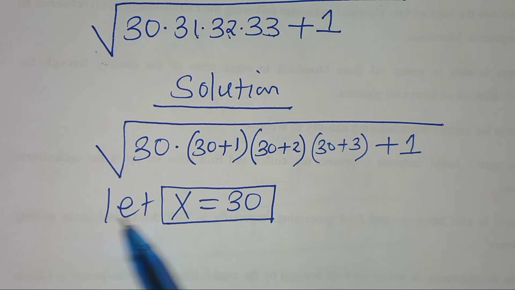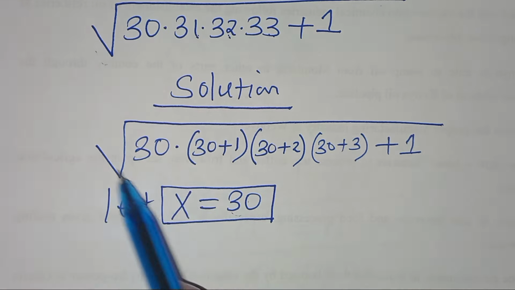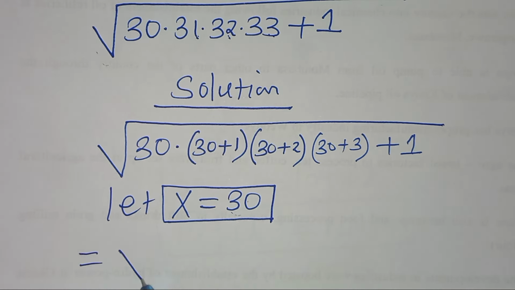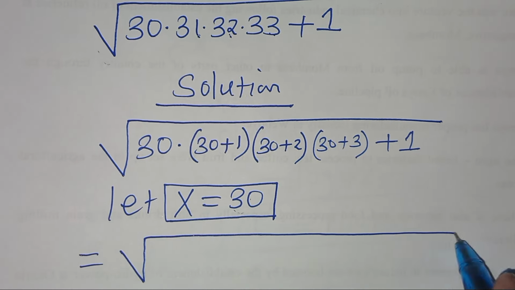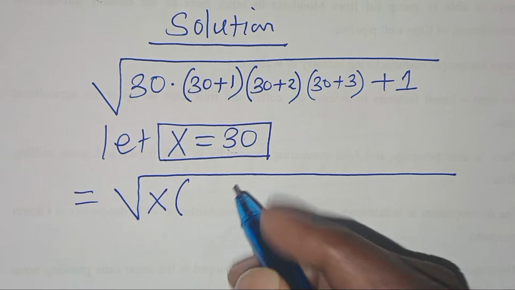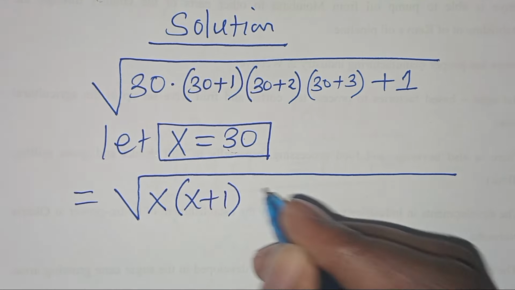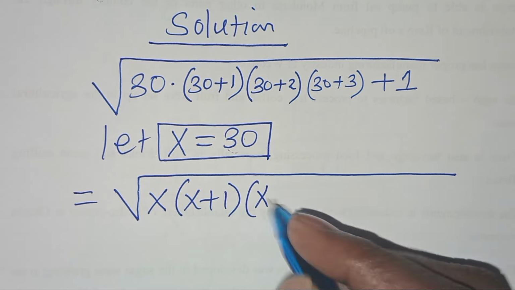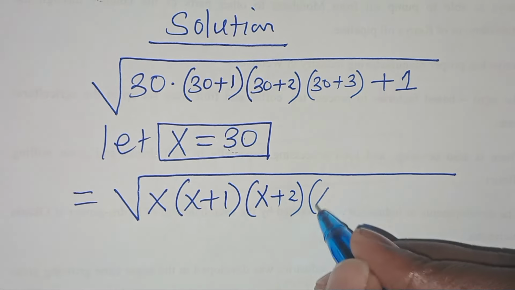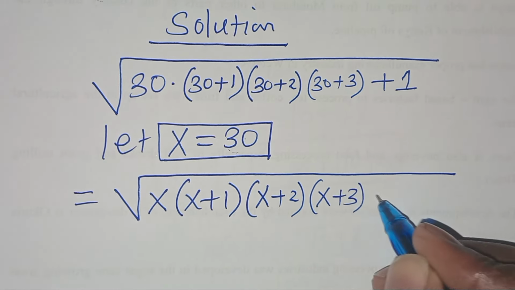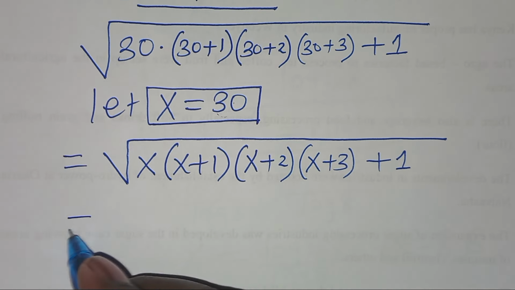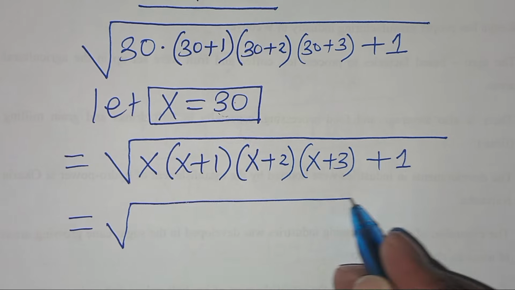Now, let's substitute x into this square root problem. So here we have x multiplied by x plus 1. We'll have here 30 plus 2, this is x plus 2. Then 30 plus 3, this is the same thing as x plus 3. Then plus 1. The next step from here, let's expand this equation.